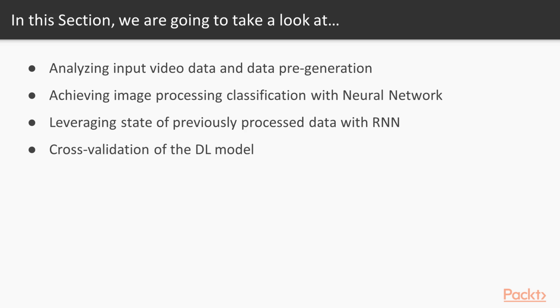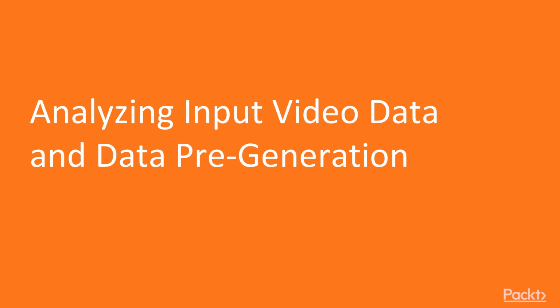The fourth video will be about cross-validation of the deep learning model. So once we create our model, we want to validate its accuracy and precision. Finally, we'll be tweaking our image processing model. So this is the first video, in which we'll be analyzing input video data and the data pre-generation.